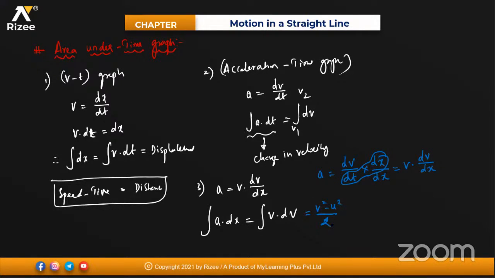Yes, sir. Integral of v into dv will give me, beta, (v square minus u square) divided by 2. That is, area under the a-x graph will give me what? (v square minus u square) divided by 2. So a into dx is nothing but what? Area of acceleration versus x will give me what? (v square minus u square) divided by 2. Clear? Sir, that is average acceleration.